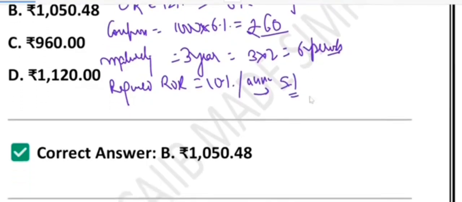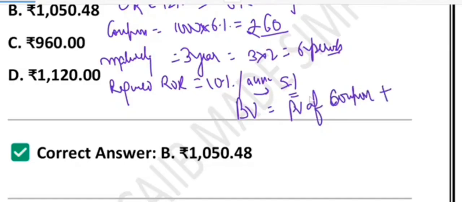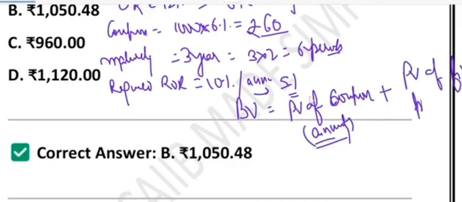Now we will use the present value formula. Bond value can be categorized into 2 parts. First, you calculate the present value of all the coupon payments, which is called an annuity. In that case, you apply the annuity formula to calculate the present value of all the coupon payments. And then you calculate the present value of the final principal amount. That is called a lump sum.